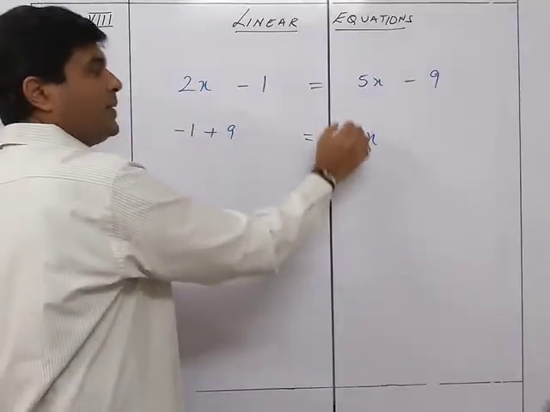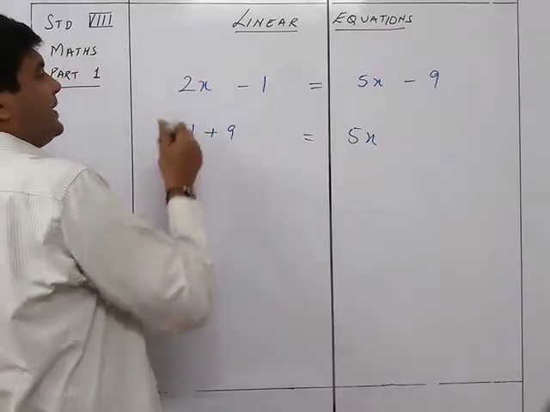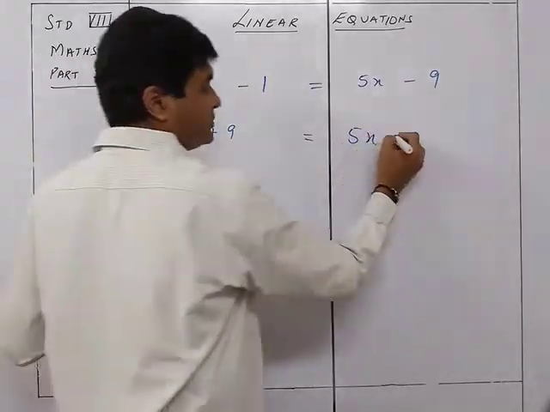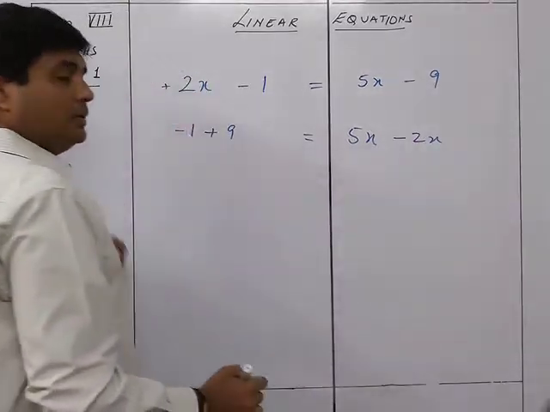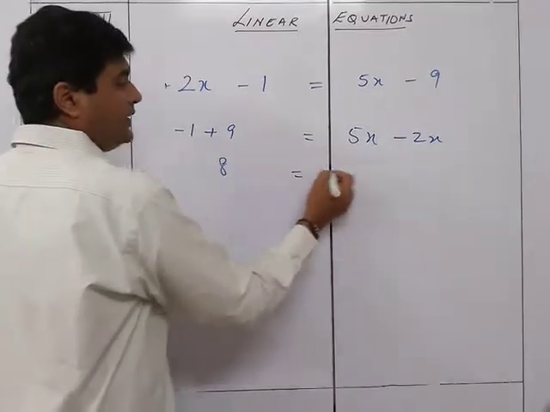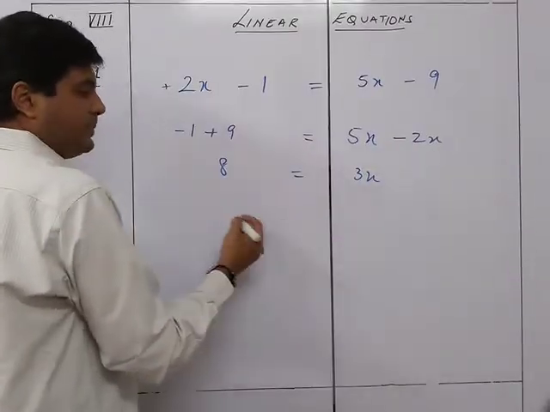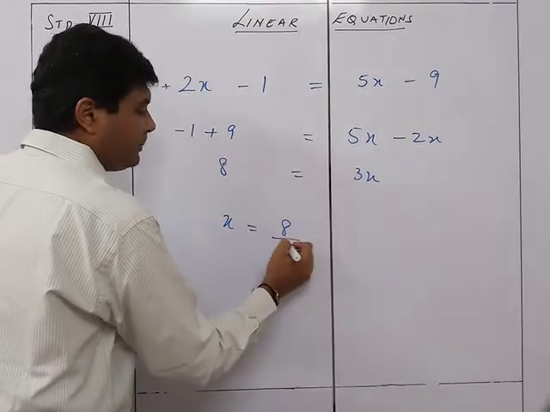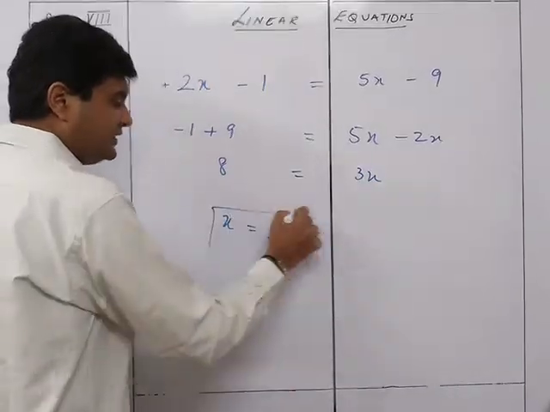Here 5x is already present, and this is a plus sign because there is no sign over here, so it's plus. So this plus, when it goes here, it will become minus. So it will be minus 2x. Got it? So accordingly the answer will be 8 and over here will be 3x. Now bring this over here, so it will be x is equals to 8 upon 3. This is the answer.